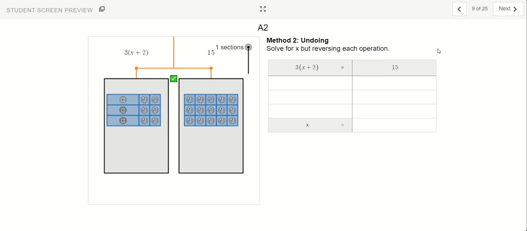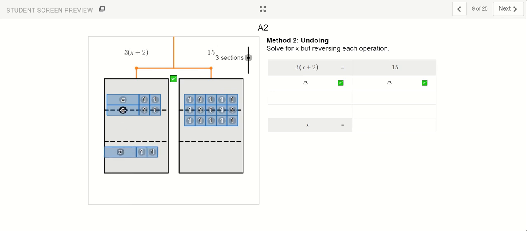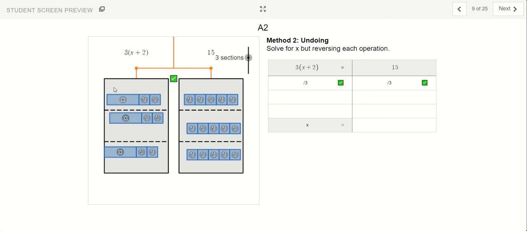Our second method that we're going to look at is going to be undoing. So here, instead of using our distributive property, we're going to start by undoing each of these parts in front of the x. So here we know that 3 parentheses x plus 2 is 3 times x plus 2. The way we can undo multiplication here is by dividing each side by 3. So let's divide these into 3 sections. Divided by 3, divided by 3. After dividing both sides by 3, I'm left with x plus 2. And over here, 15 divided by 3 groups, I'm left with 5.